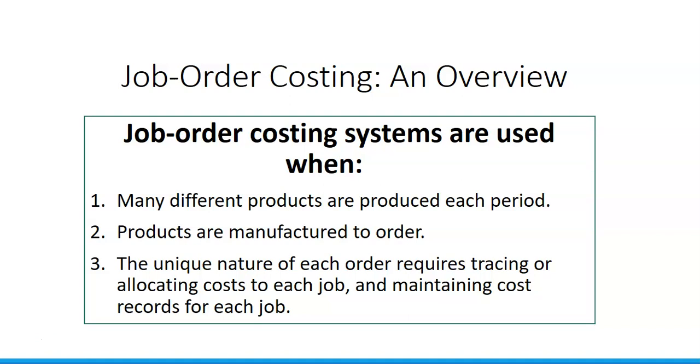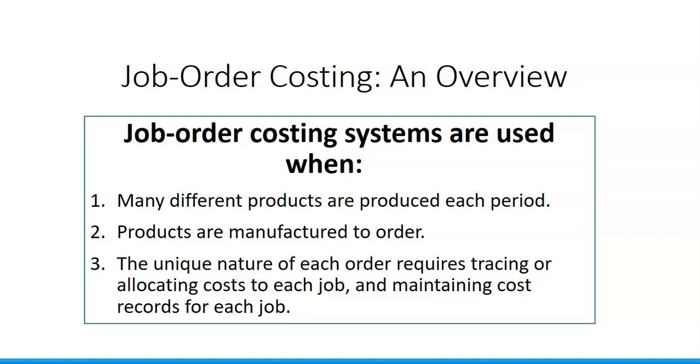So what a costing system is, is how a company records product costs. Job costing systems are used when we make things to order, we have unique jobs, and we can maintain cost records for each job, or when we have a lot of different products that are produced each period.